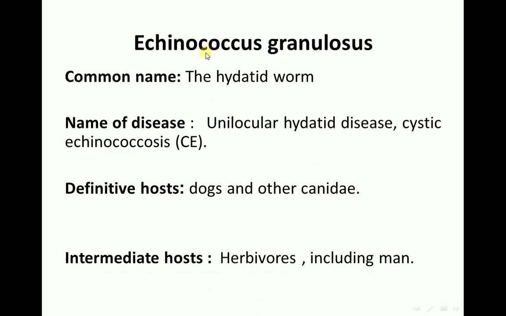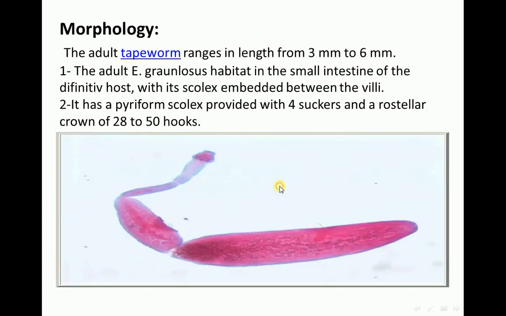Regarding Echinococcus granulosus, common name hydatid worm. Name of disease: unilocular hydatid disease or cystic echinococcosis. Definitive host: dogs and other canidae. Intermediate host: herbivores including human. Morphology of this worm: adult tapeworm, ranges in length from 3 mm to 6 mm.